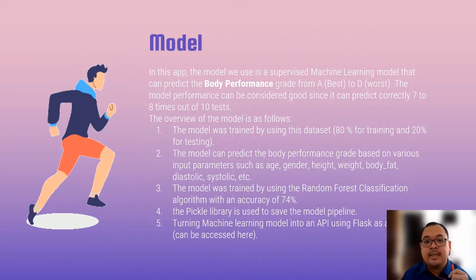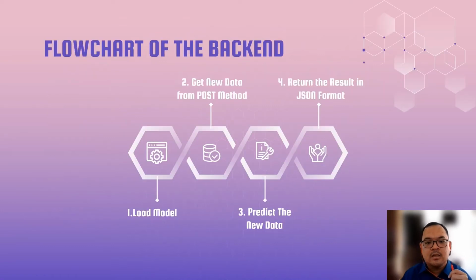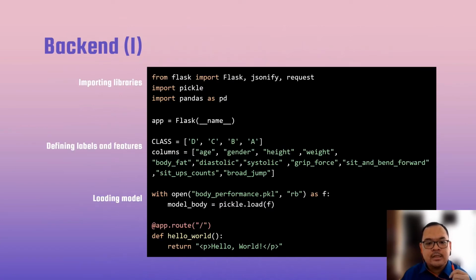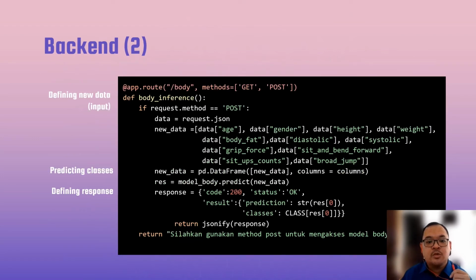The pickle library is used to save the model pipeline. Then it is turned into an API using Flask as the backend. This is the flowchart of the backend from loading the model until returning the result in JSON format. This is the code, from importing libraries, defining labels and features, loading the model, building new data as input, predicting classes as output, and defining the response.